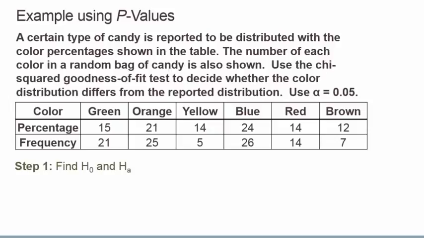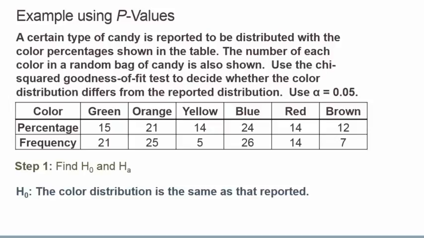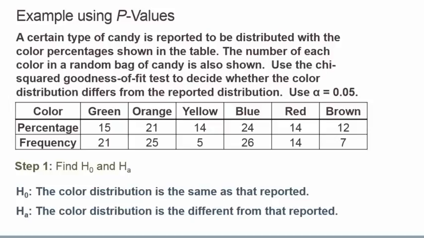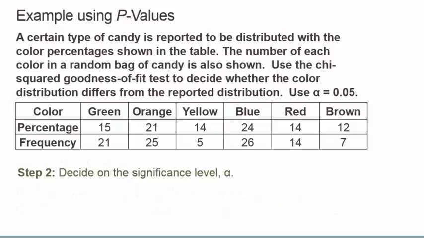Step 1. Find H sub 0 and H sub A. Since it's a chi-square goodness of fit test, H sub 0: the color distribution is the same as that reported. H sub A: the color distribution is different from that reported. Step 2. Decide on a significance level alpha. We were told that alpha is 0.05.